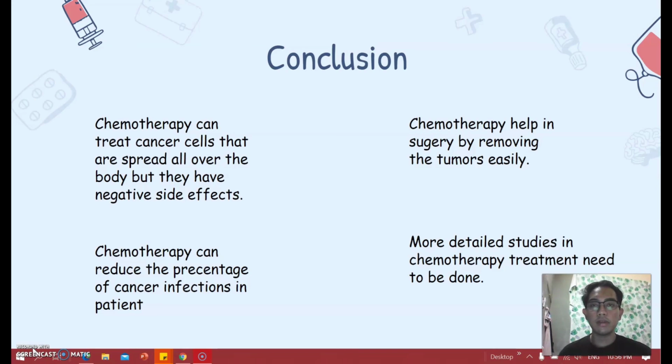chemotherapy treatment also helps in surgery by removing the tumors easily. So in surgery, the chemotherapy treatment can help the human cell to divide and prevent the cancer cell from dividing and multiplying. In general, we can say that this treatment can help to prevent the cancer cell from spreading from one part to another part of the body.